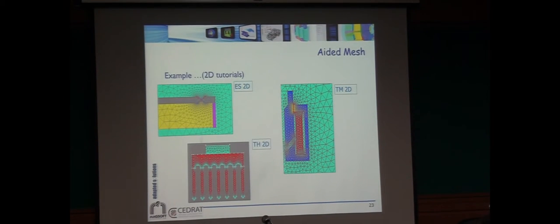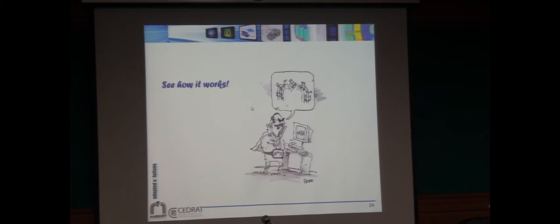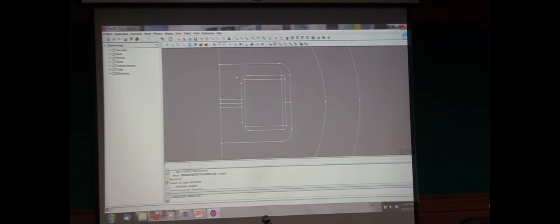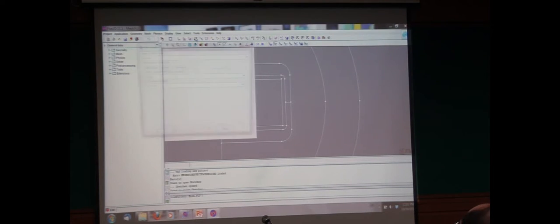Just some examples of the mesh. Those are meshes where the user didn't do anything, but the program was able to create all those wedges and everything there. So let's go back to our little image from before, and we're going to clean all the mesh. And the first thing I do is say edit mesh.